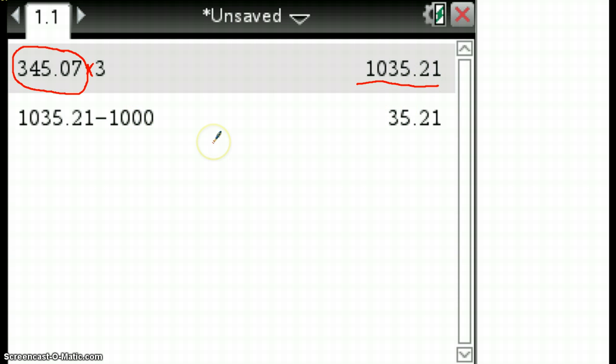So what did the loan cost him? This is the original amount. This is what he's going to pay for it right here. And this is what he borrowed or charged on his card. So you would take what he paid minus what he borrowed, and that's going to give you a total of $35.21. Now that's what he paid in interest. So this is the interest, and also what he paid for the loan.